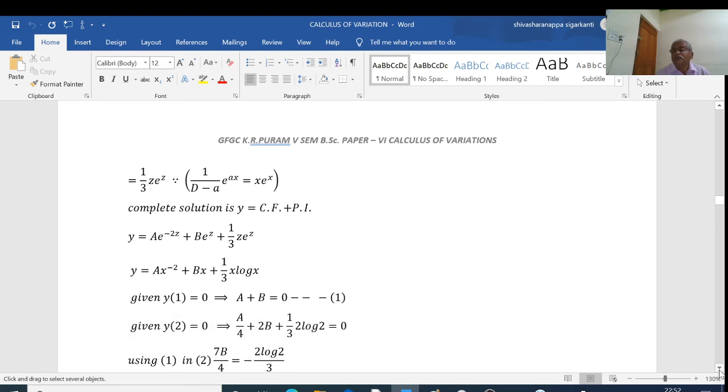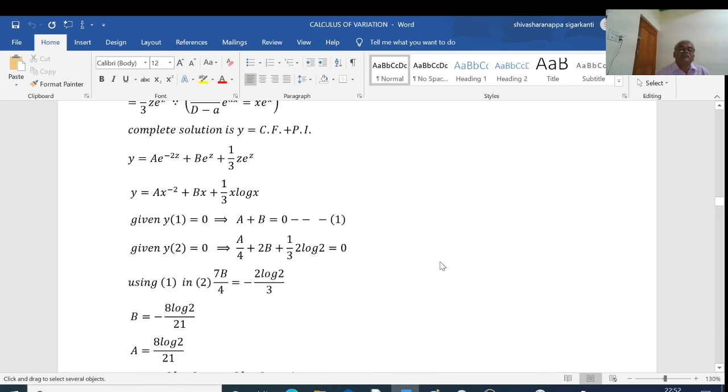Now using equation 1, a plus b is equal to 0. You can write a equal to minus b. Substituting a equal to minus b and simplifying, this becomes minus b by 4 plus 2b. So 8b minus b, 7b by 4 equal to minus 2 log 2 divided by 3, or b equal to minus 4 into 2 into 4 log 2 divided by 21. This is our b.